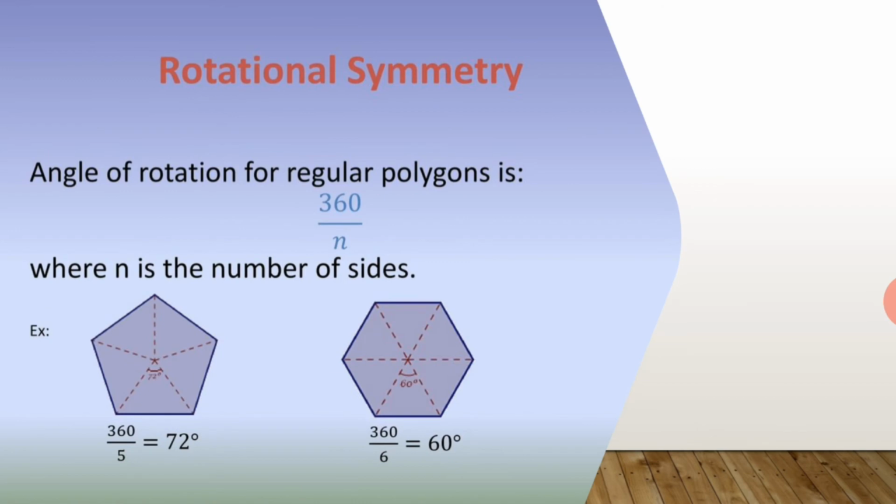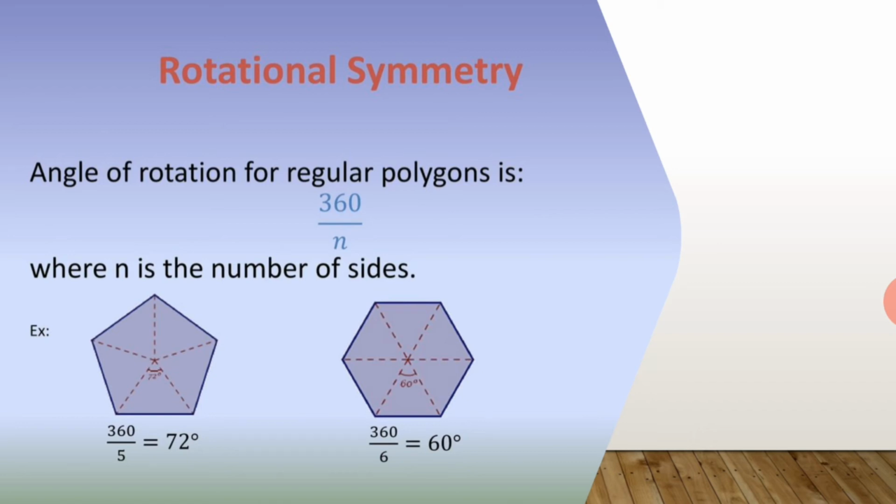Angle of rotational symmetry. What is the angle of rotational symmetry and how can we calculate it? The angle of rotation for regular polygons is 360 by n. What is this 360 degrees? It is the total angle, divided by the number of sides. n is the number of sides. For a pentagon, it has 5 sides, so 360 by 5 gives 72 degrees.